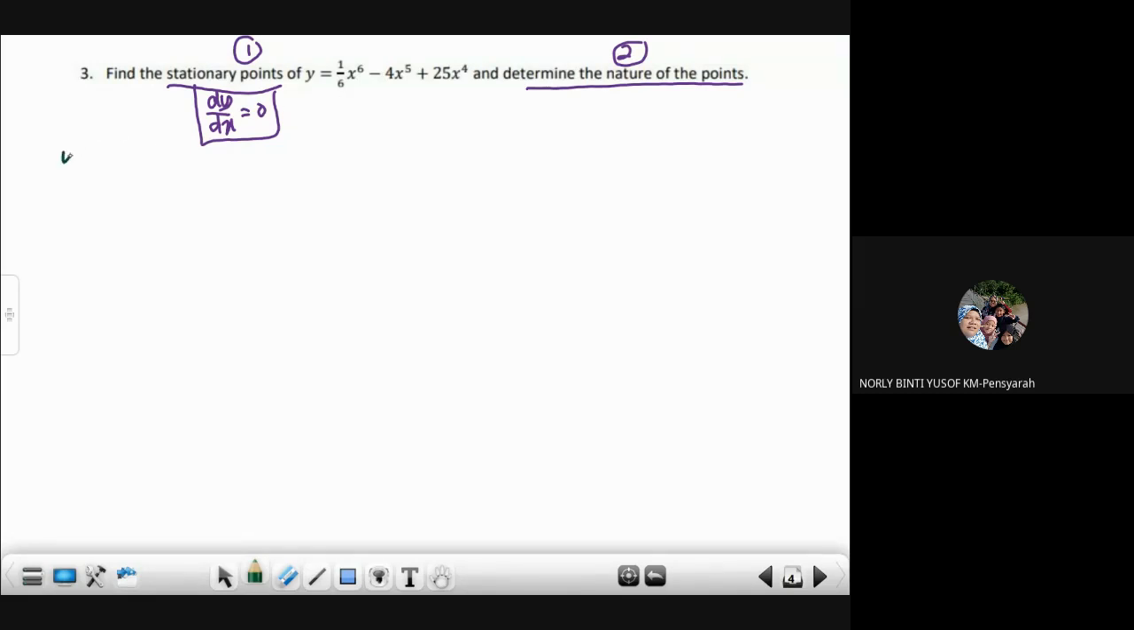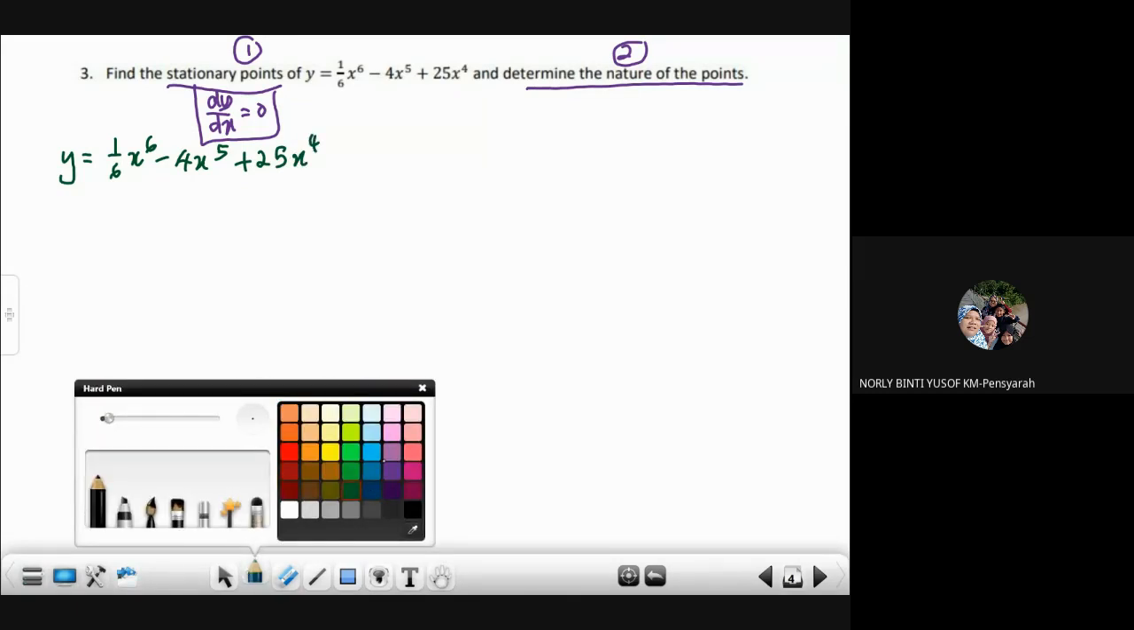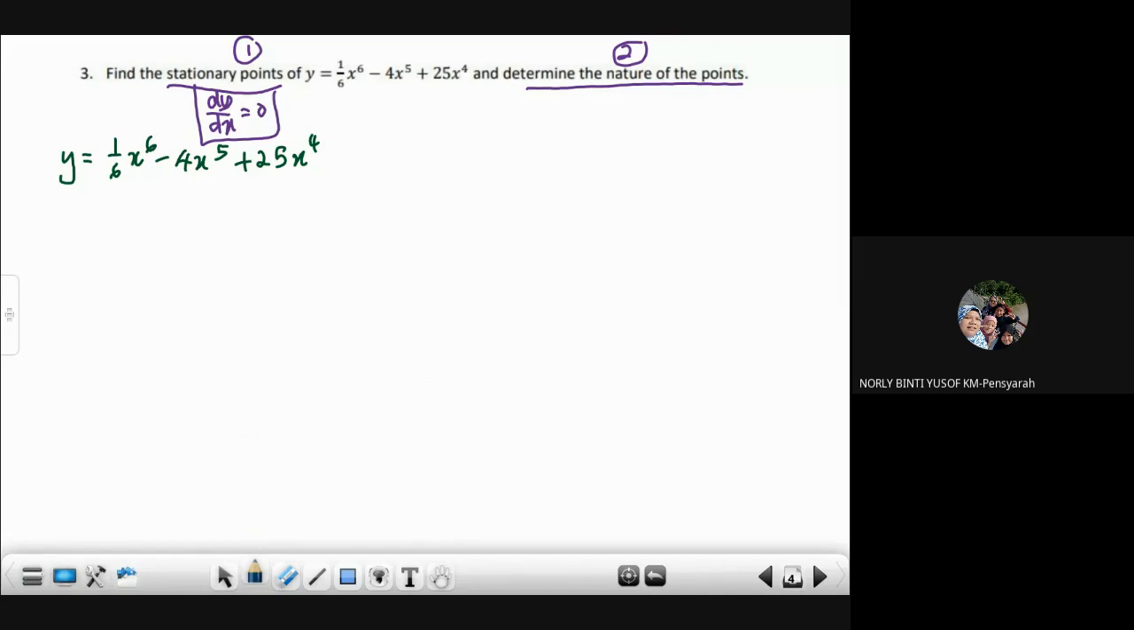Okay, so the same: y = 1/6 x^6 - 4x^5 + 25x^4. So your curve's power is high, the higher order is 6. But you can still differentiate. It's just that we didn't learn polynomials of power 6, but we can differentiate even though the power is high. Okay, so dy/dx: 1/6 times 6 is 1, so x^5, negative 4 times 5 is 20, x power decreasing by 1 to x^4, and 25 times 4 is 100, x power decreasing to x^3.